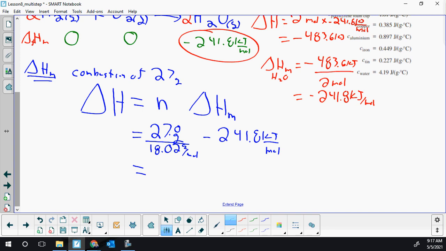So we end up with about 1.5 moles. When you take the 27 and divide by 18, that's about 1.5. So we end up with 1.5 times the energy. So our change in enthalpy when 27 grams react is 362 kilojoules released. That's how much energy is going to go into that aluminum block. And then finally, I have to deal with what temperature change that is going to cause in the aluminum block.